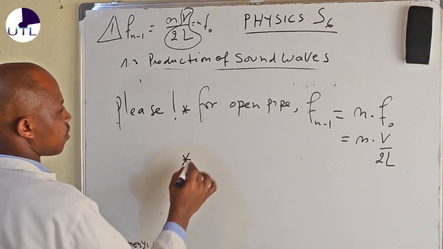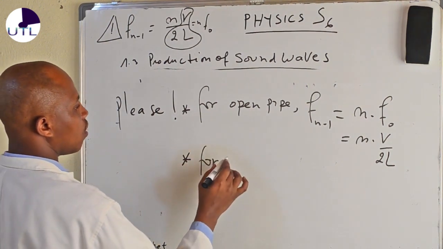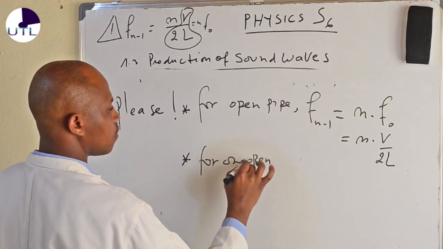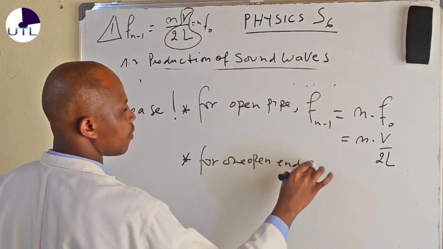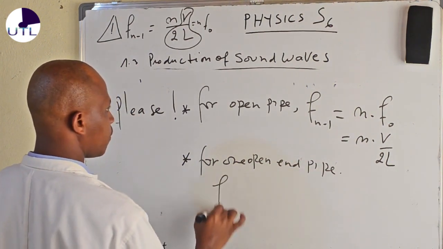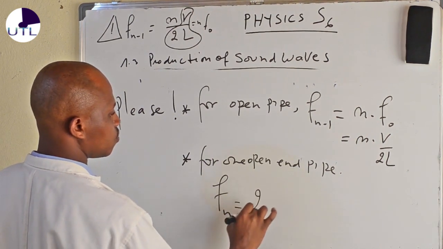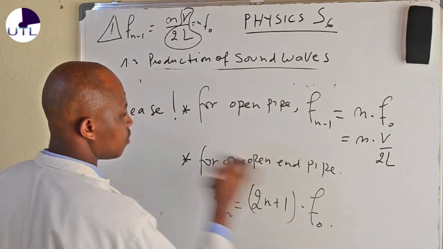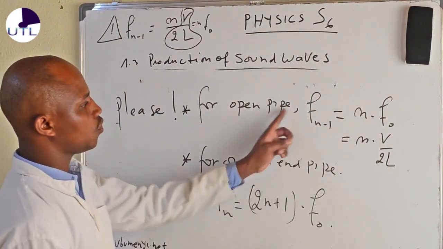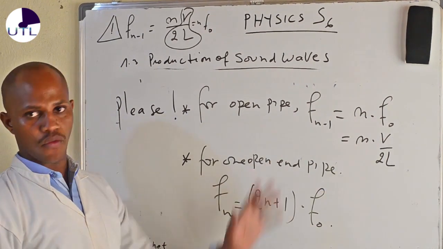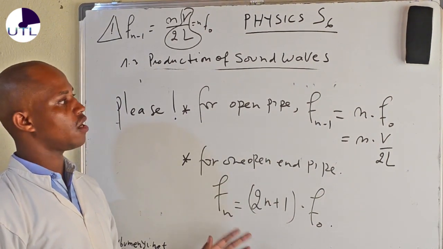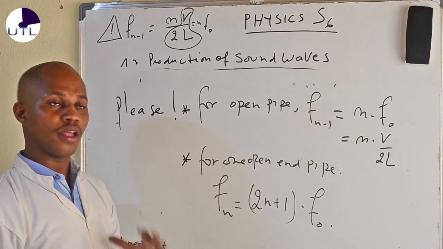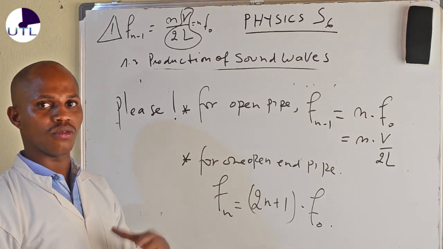The second case was for one open end pipe, where we have Fn, which is equal to 2n plus 1 times the fundamental frequency. So if you know these two formulas and you know the number of overtones, it's a matter of replacing it without even passing through the drawings. The drawings or diagrams were there to help you to understand very well how we count overtones.